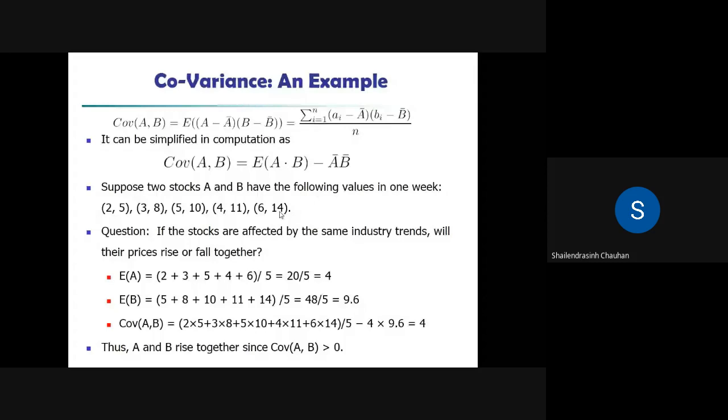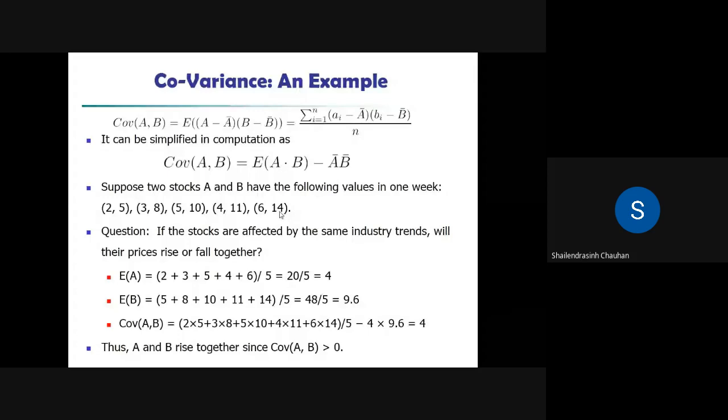A to B 5. On the second day, company A's value is 3, B's value is 8. Third day, A's value is 5, B's value is 10. Fourth day, 4 and 11. Fifth day, 6 and 14. That means what? 2, 3, 5, 4, 6, all these are the values of A. 5, 8, 10, 11, 14, all these are the values of B.